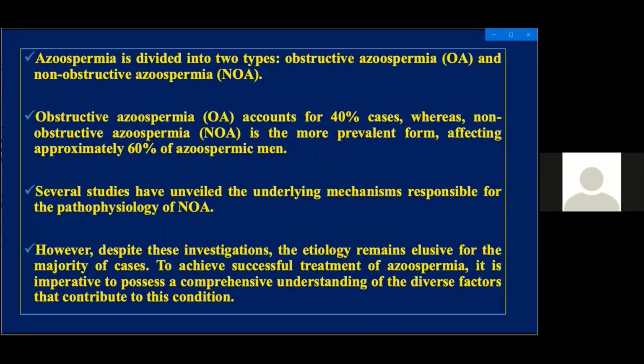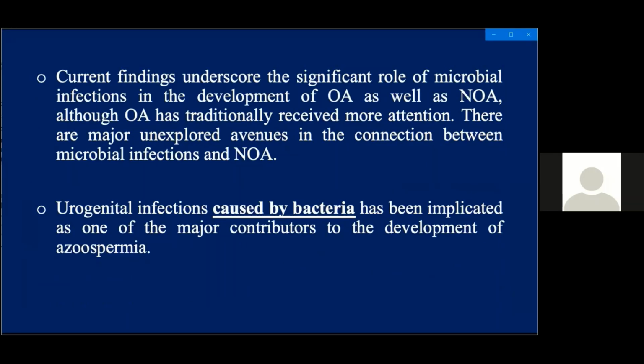to this condition. Current findings underscore the significant role of microbial infections in the development of OA as well as NOA. Although OA has traditionally received more attention, there are major unexplored avenues in the connection between microbial infections and NOA. Urogenital infections caused by bacteria have been implicated as one of the major contributors to the development of azoospermia.